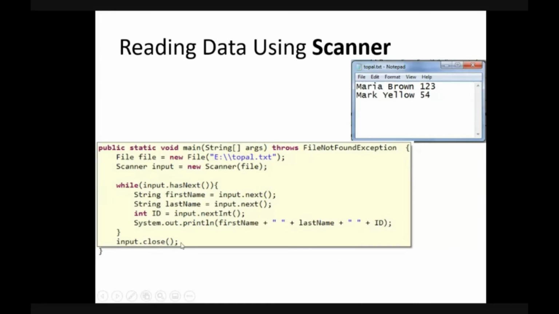Input close. I didn't change anything, but it's better to use that to close the file. So there's a while loop. It's going to read the first part and print out, then the second part and print out. This is how you read and print out in the console.